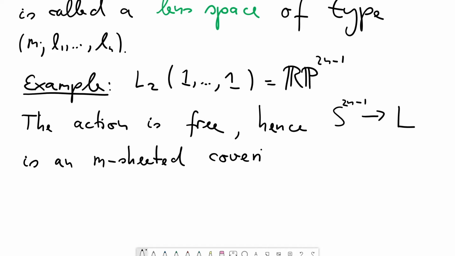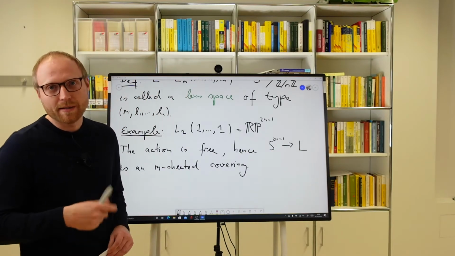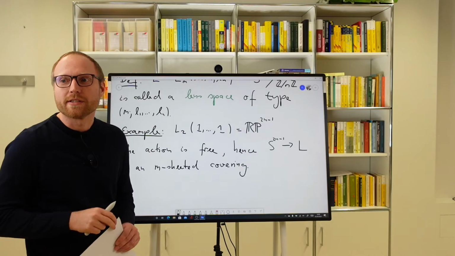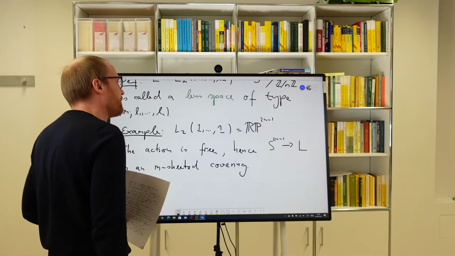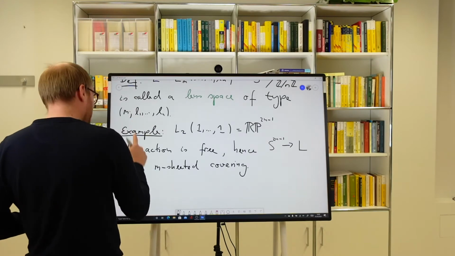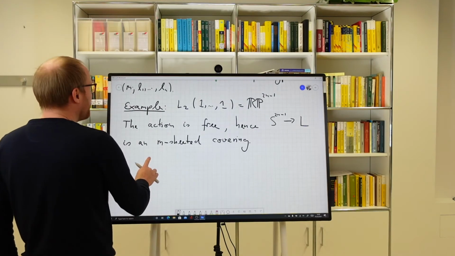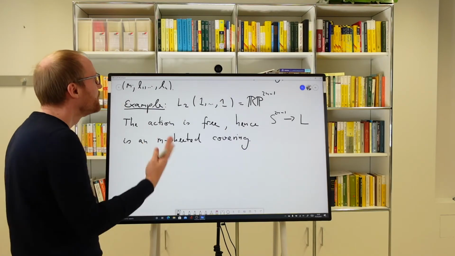Another consequence of the freeness of the action is that L is a manifold. A covering map is a local homeomorphism, and being a manifold is essentially a local condition. So therefore, yes, you get a manifold again. These are odd-dimensional manifolds, and they're also of interest in topology.